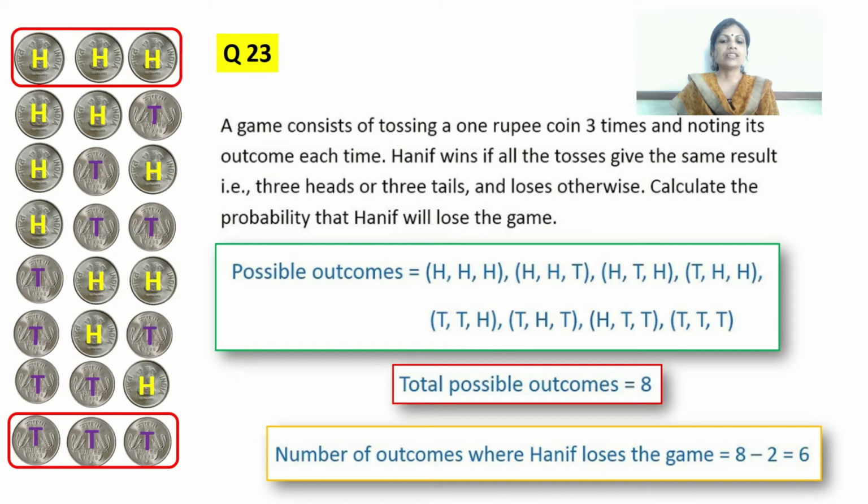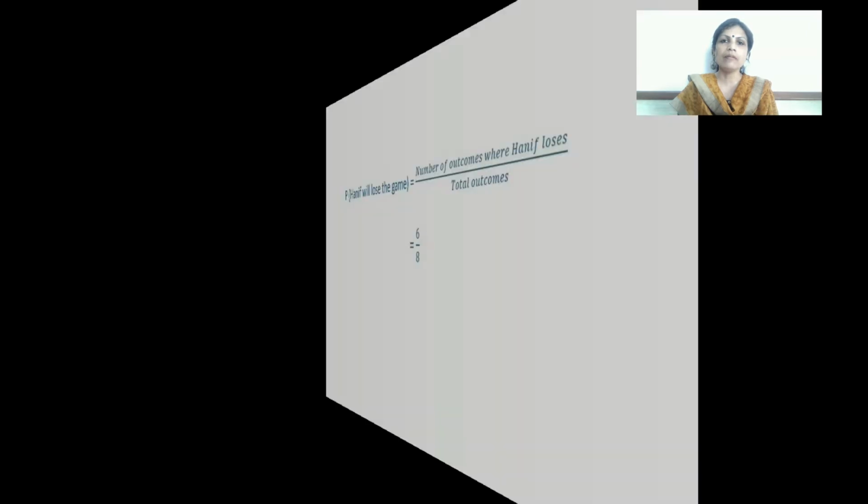So we can say that number of outcomes where Hanif loses the game is total number of outcomes minus the 2 outcomes, that is head, head, head and tail, tail, tail, and if you calculate that, it is 6. So we need to find the probability. So let's make use of our formula.